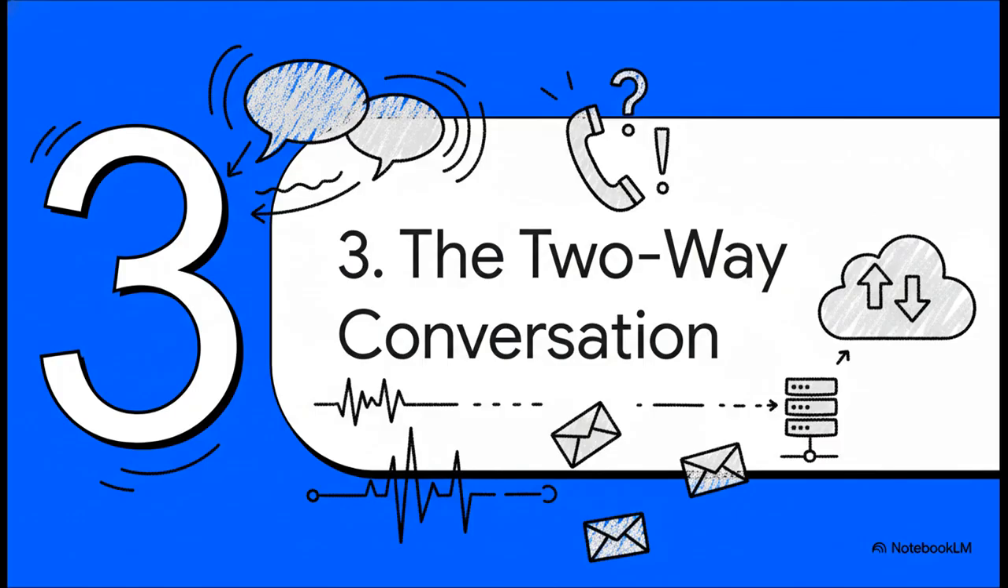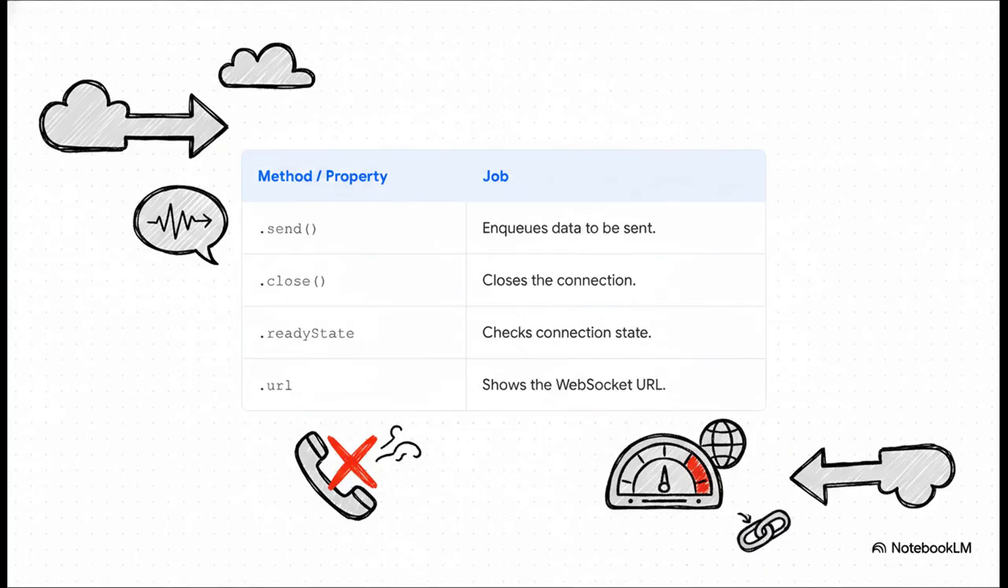Okay, so the line is open, we've established the connection, but how does the conversation actually work? How do we send stuff, and how do we even know if the other end is still listening? What's pretty amazing here is just how simple the controls are. If you want to talk, you just use the .send method. When you're done and want to hang up, you use .close. And if you need to check if the line is still good, you can just look at its .readyState. It gives us all the basic tools we need to manage this live conversation.